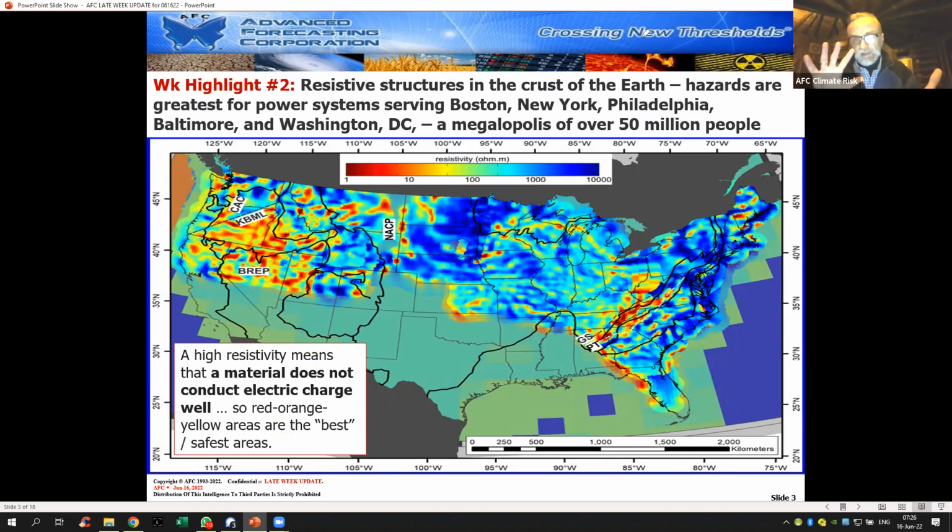Now, the logic in this is kind of back to front. This map shows resistivity. All right, so this is the resistance. And there's different mineralization, different rocks, okay, in the lithosphere, the land below us, makes a difference to the conductivity. A high resistivity means that a material, like a rock or the ground below us, does not, I repeat, does not conduct electric charge well. So that's bad. Right? If you don't conduct electricity well through an area, that's bad.